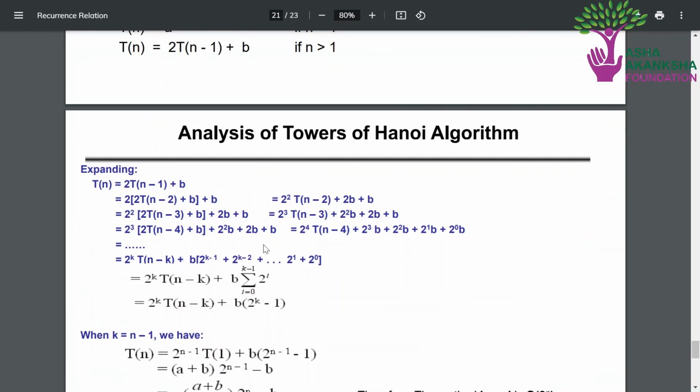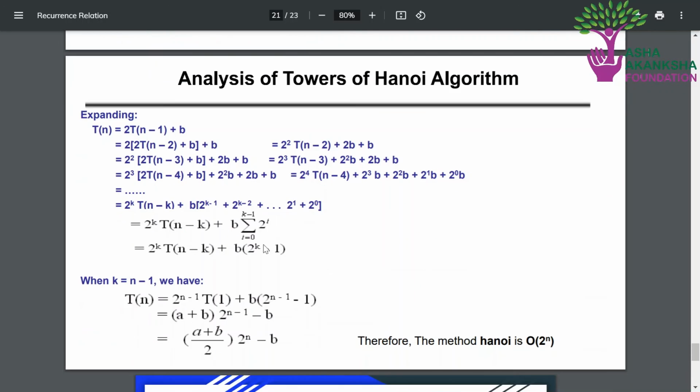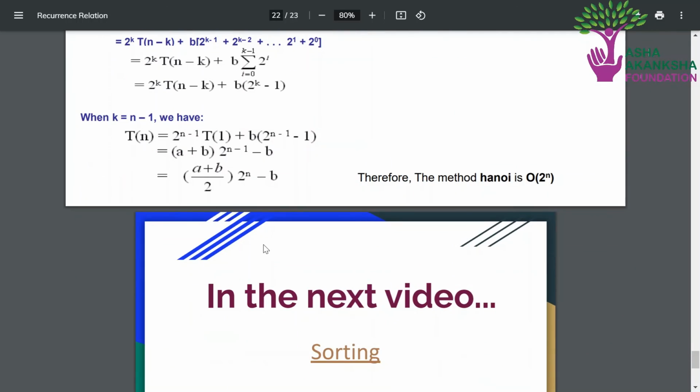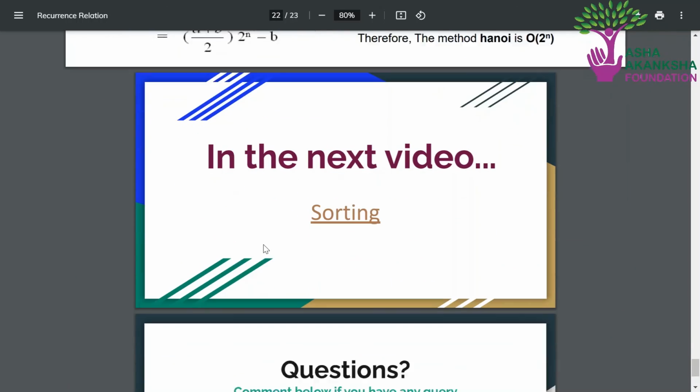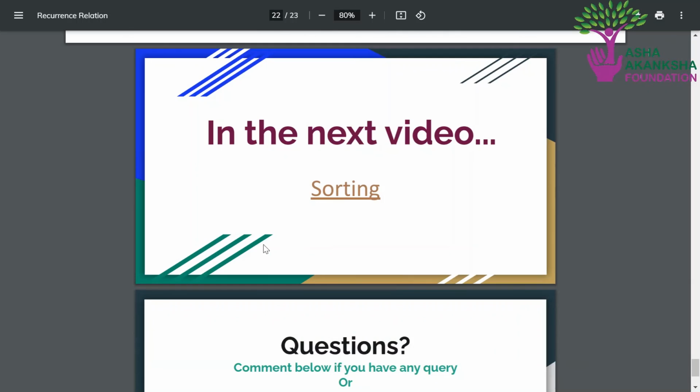So I guess you have got a good hold on the concept of recurrence relation. So we'll now end this video, and in the next video we will learn about sorting algorithms and sorting concepts.